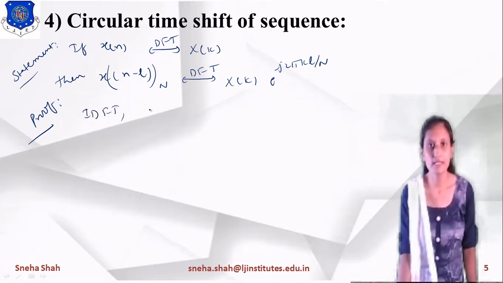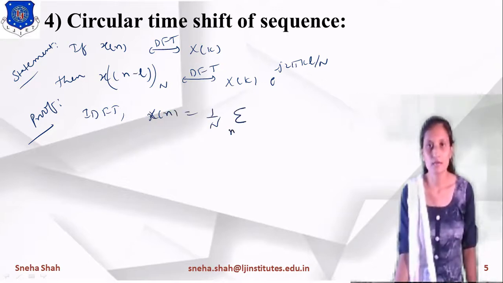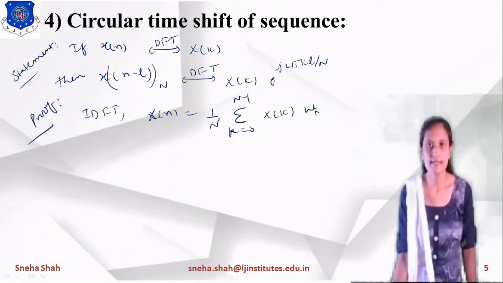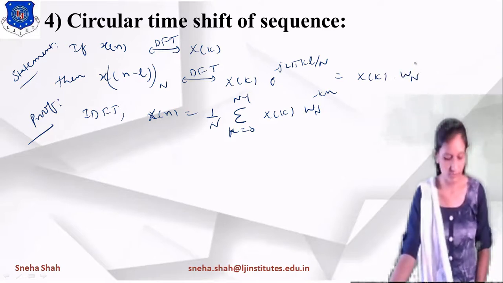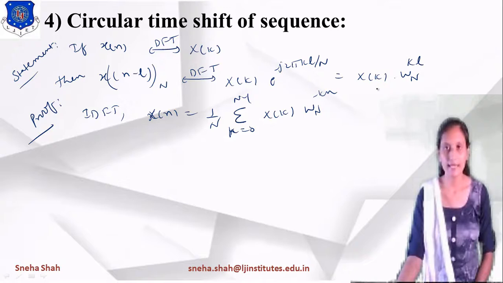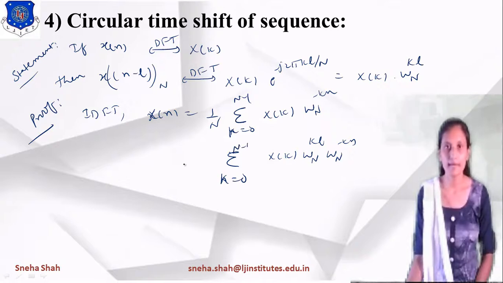What is the equation of IDFT? X of n is equal to 1 by n summation k equals 0 to n minus 1 x of k into wn raised to minus kn, right? This term will also be represented in the form of wn, as wn raised to kl, right? So if we multiply x of k with wn raised to kl, this term will be x of k multiplied with wn raised to kl, and this will be wn raised to minus kn. This is considered as summation k equals 0 to n minus 1, 1 by n.